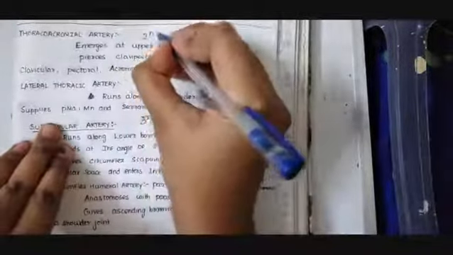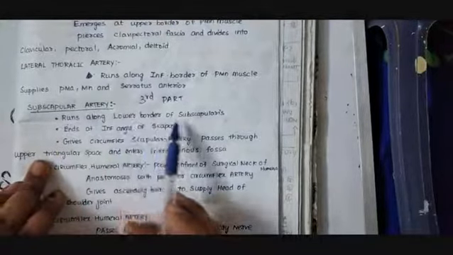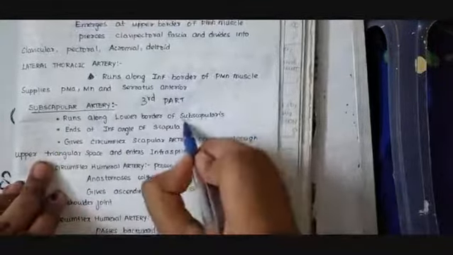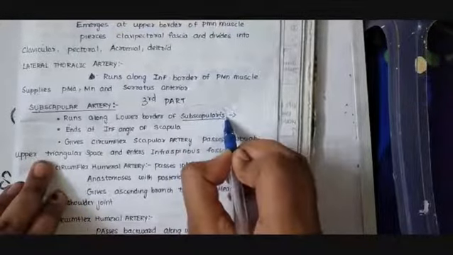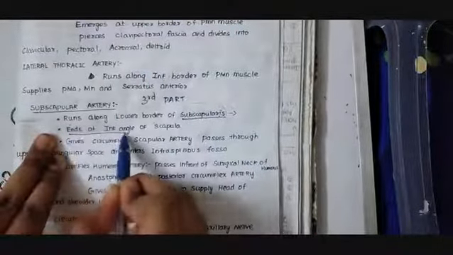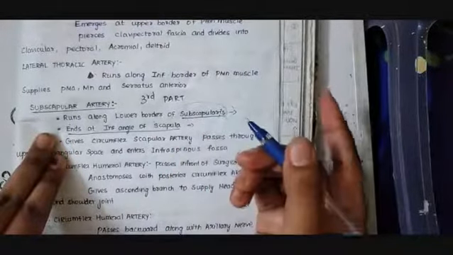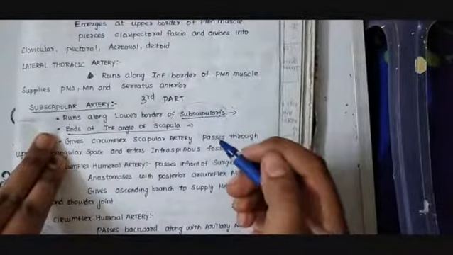So this subscapular artery runs along the lower border of the subscapularis muscle. This subscapularis muscle originates from the subscapular fossa, which is a fossa present on the ventral aspect of the scapula. Okay, this subscapular artery ends at the inferior angle of the scapula. The scapula has three angles: superior angle, lateral angle, and the inferior angle. At the inferior angle, this subscapular artery terminates.